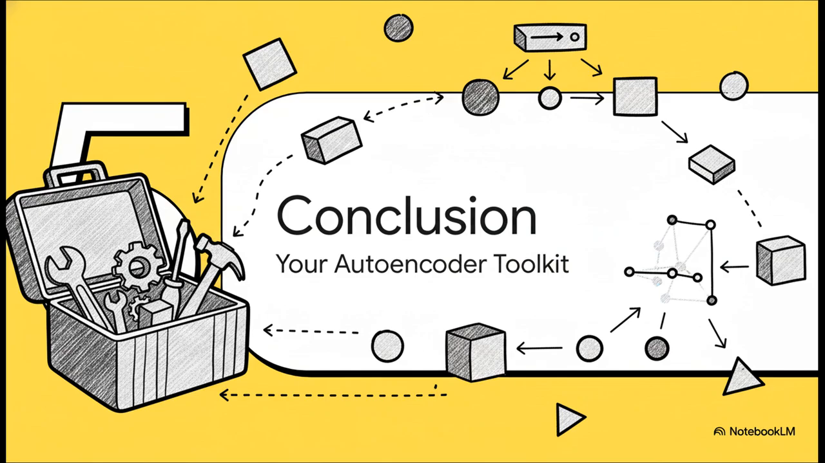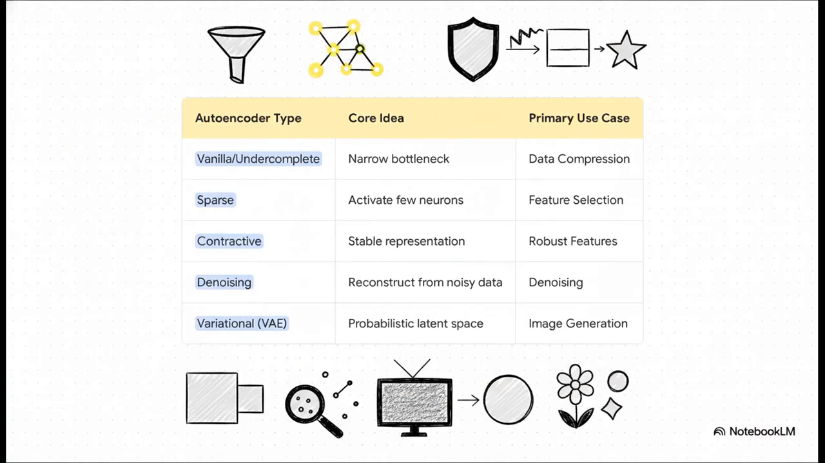But we've gone from the absolute basics all the way to some pretty advanced stuff. The best way to think about everything we've talked about is like having a toolkit. You know, you wouldn't use a hammer to turn a screw, right? It's the same idea here. Each autoencoder is a specific tool for a specific job. And this table right here is your cheat sheet.